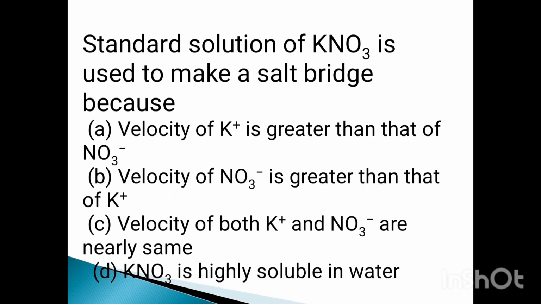Question number 1. Standard solution of KNO3 is used to make a salt bridge because option A. Velocity of K plus is greater than that of NO3 minus. Option B. Velocity of NO3 minus is greater than that of K plus. Option C. Velocity of both K plus and NO3 minus are nearly same. Option D. KNO3 is highly soluble in water.